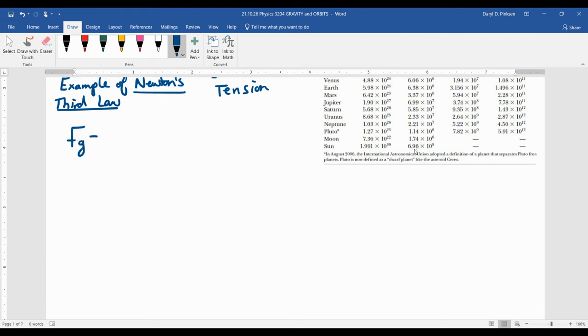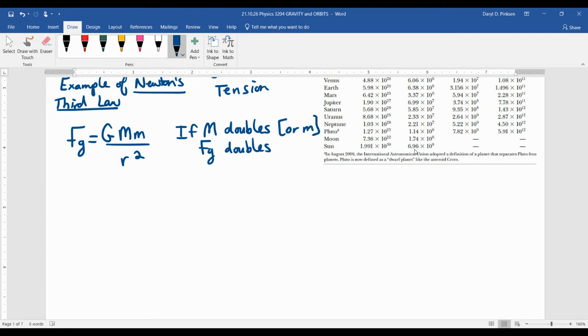So there's the force of gravity. There's a great big old G. I'll get to that great big old G in a second. G M M over R squared. And you can see that if the M doubles, the force of gravity doubles. Or the small m, so either one of them, if they double, the force of gravity doubles.